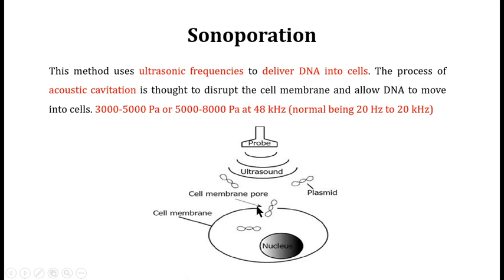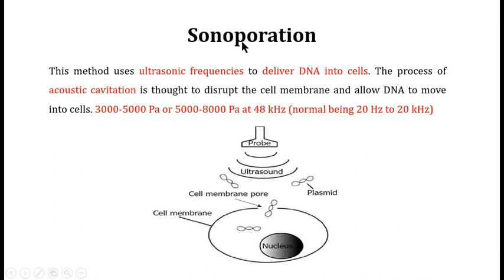Say, for example, if this is a cell, you bring the cell in contact with an equipment known as the ultrasonic producer. The probe from the machine comes in contact with the cell, and when you apply the ultrasonic sounds, it makes pores in the cell. When you make these pores, you can insert your desired DNA into the cell, and once it enters, it can be expressed and produce the protein of interest.